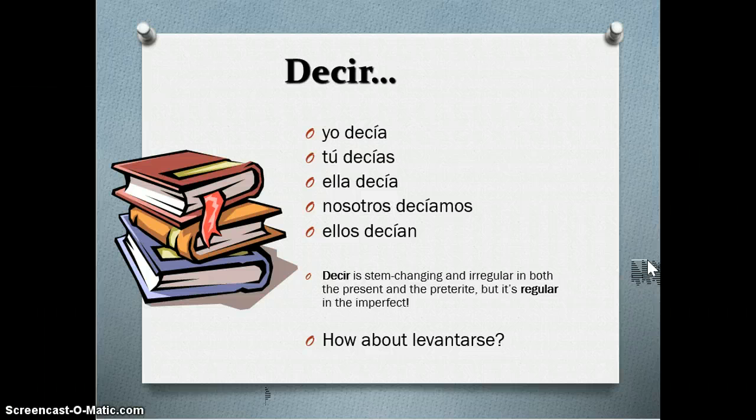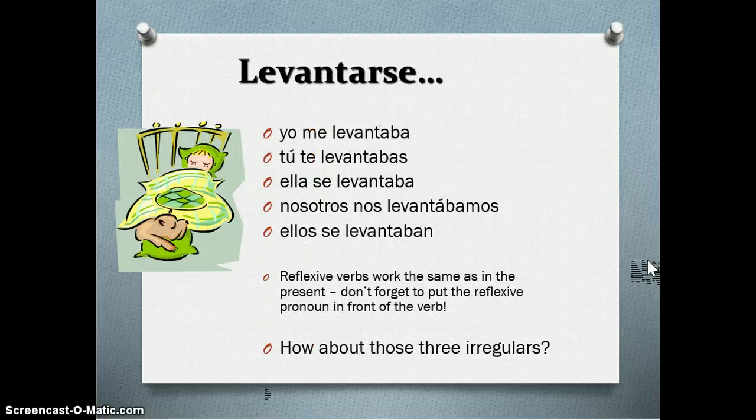Finalmente, let's try and work with an AR verb, but this time let's do a reflexive. How about levantarse? So I'm talking about when I was a kid, we had a habit of getting up every day at a certain time. All right, did you remember about reflexives, how they work in the present? It's going to work the same way. I'm going to put my reflexive pronoun in front of my conjugated verb. Yo me levantaba, tú te levantabas, ella se levantaba, nosotros nos levantábamos, y ellos se levantaban.